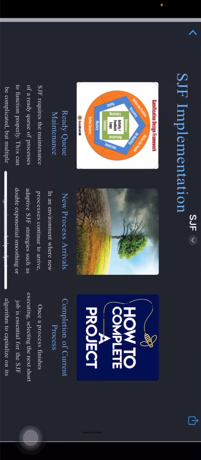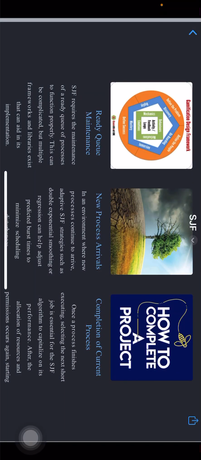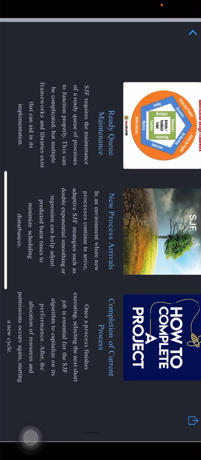If you want to implement SJF, it can be implemented in various ways, but in its implementation a ready queue must be maintained, and there are many frameworks and libraries that help in its implementation. If a new process arrives, SJF strategies such as double exponential smoothing or regression can help adjust predicted burst times to minimize scheduling disturbances.